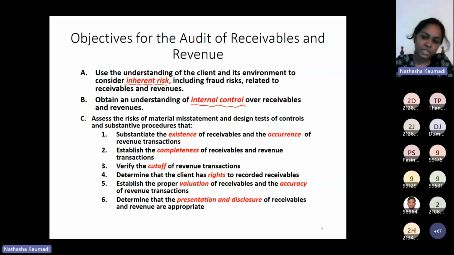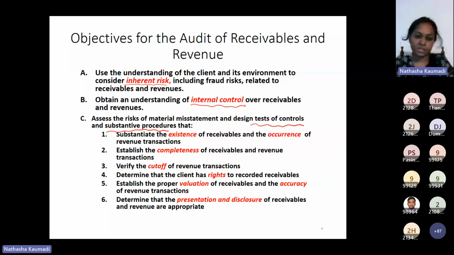What are the audit procedures? You need to design tests of controls and substantive procedures. We have discussed all these things. Last week also I discussed test of controls and substantive procedures. So this is the order. Inherent risk, and then you study internal controls. Then you have the control risk. Using inherent risk and control risk, you can assess the risk of material misstatements. You call it ROMM.